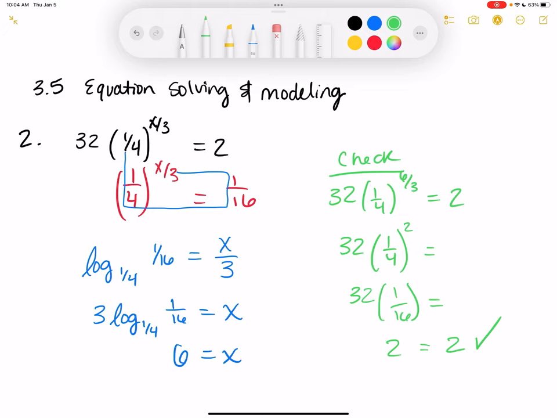Obviously I always recommend checking, because if you happen to have done something wrong over here, you'll see that. And technically you could plug that into your calculator, this part, and see if it gets 2 as well.